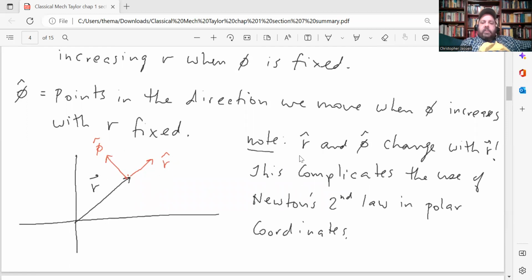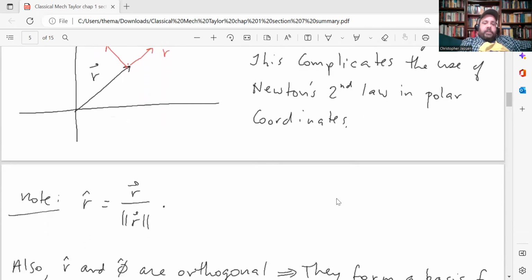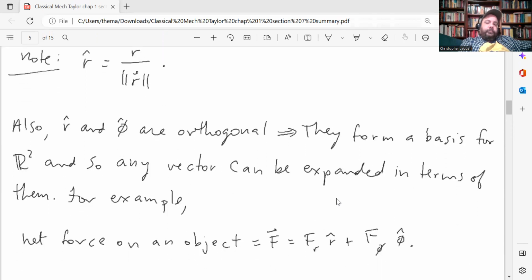Okay. Here I have a note: r hat and phi hat change with r, which makes taking their derivatives much more complicated than for Cartesian coordinates, because they're functions of time, right? If r changes with time, then so do r hat and phi hat. So it makes the formulas a lot more complicated. In particular, it makes Newton's second law a lot more complicated. We'll get to that in a minute.